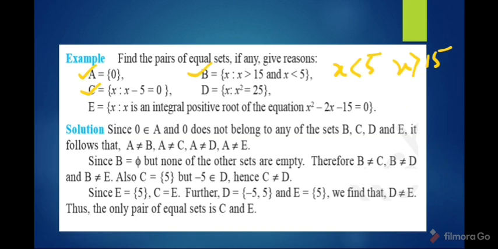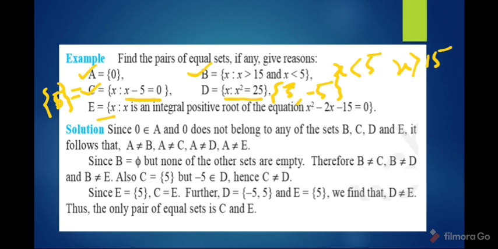C is all the x which satisfy x minus 5 equals 0. Obviously the only number which satisfies x minus 5 equals 0 is 5. So C in roster form will be the singleton set {5}. Now D is those x which satisfy x squared equals 25. If you convert it into roster form, it will be {5, -5}, because positive 5 and negative 5 both satisfy x squared equals 25.